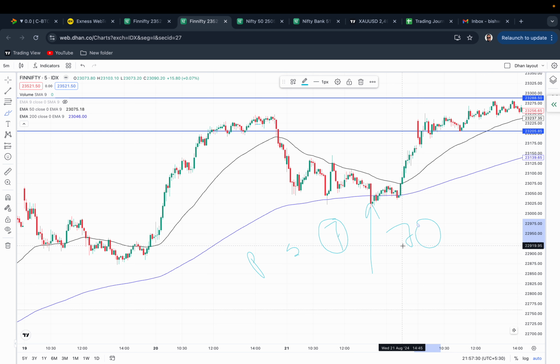So that is called the Hero Zero trade, and it normally happens in the afternoon, after like 2 o'clock or 2:30.